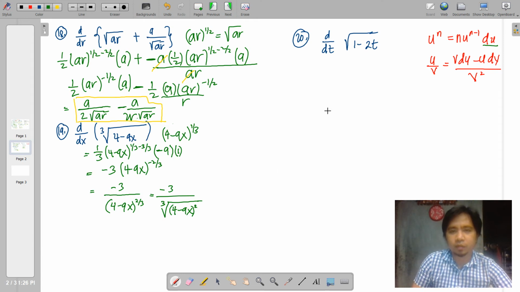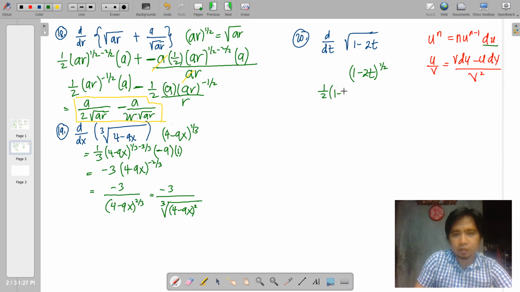So moving on to number 20, we differentiate the function in terms of t. Similarly, we can write this in its power form, (1 minus 2t) raised to 1/2. So we execute the formula. So 1/2, bring down, and then minus 2t. Alright, so 1/2, we subtract one, 2 over 2. Derive the inner portion. So 0, the first term is 0, and then negative 2.